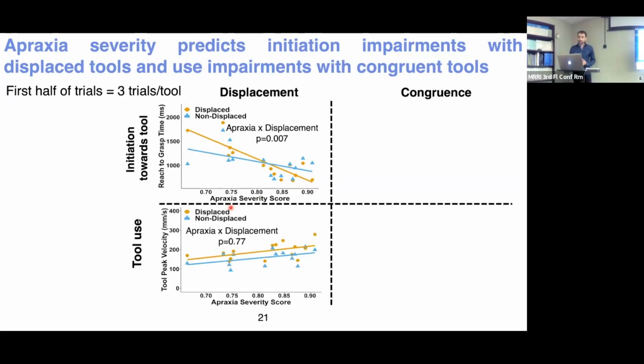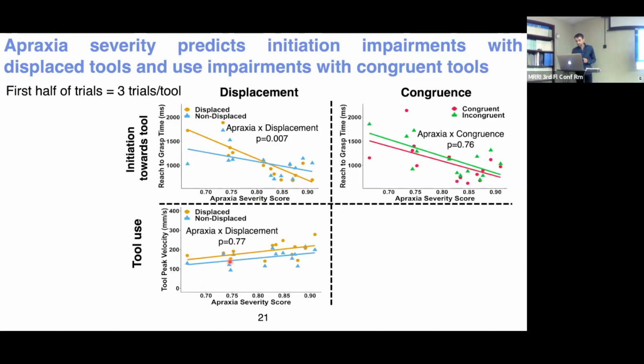Then we looked at whether this relation could also be found in the use phase, but we didn't find any interaction. That is, apraxia severity has the same effect on both displaced and non-displaced tools. But they're actually faster, more apraxic people are, oh, no, that's velocity, not RPE. Sorry, velocity. I forgot to mention that. They have like a smaller... All right.